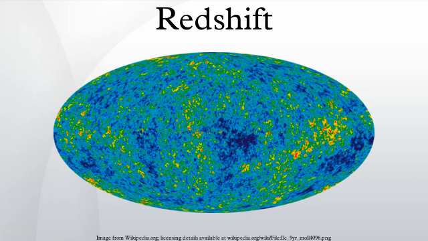In the early part of the 20th century, Slipher, Hubble and others made the first measurements of the redshifts and blueshifts of galaxies beyond the Milky Way.